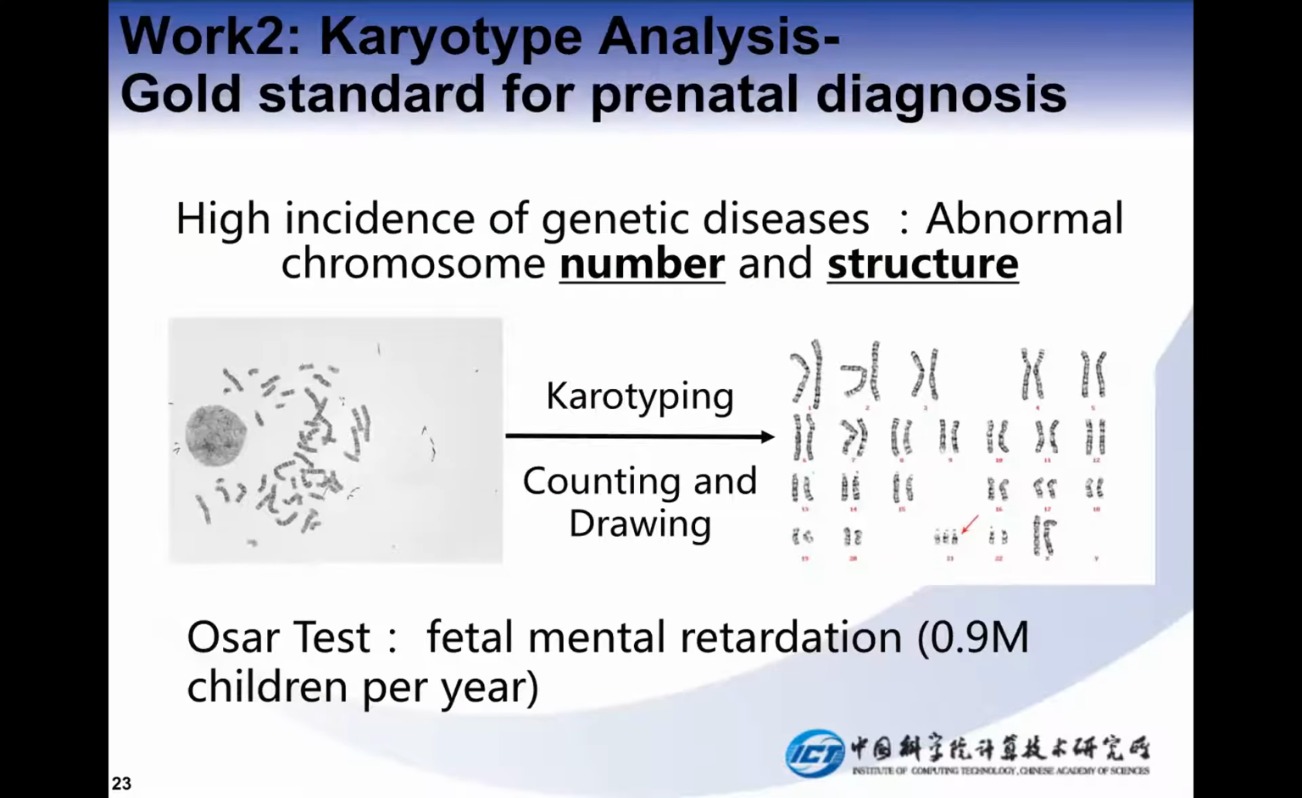And my second representative work is when I come back to China, we developed a karyotyping analysis system which can save 2/3 of the diagnosis time for doctors. The karyotyping analysis is a gold standard for prenatal diagnosis. By detecting the abnormal chromosome number and structure, we can detect genetic diseases. For example, Down syndrome is usually diagnosed by karyotyping.